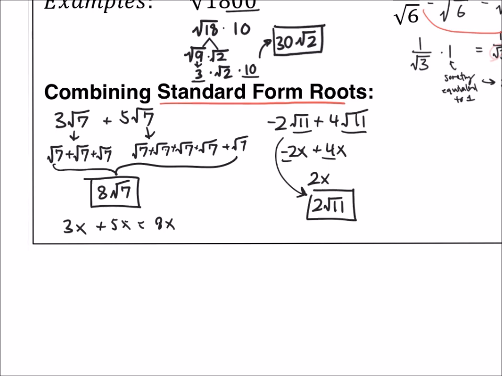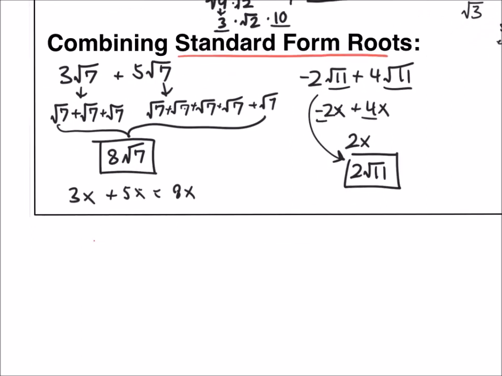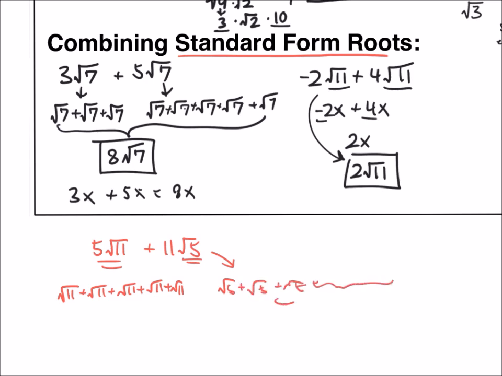Can we not combine standard form roots? Well, let's say we have an example like 5 square root of 11 plus 11 square root of 5. Well, these are two different things because this one is saying there are 5 square roots of 11 being added together. There's 5 of them. And this one is saying there are 11 square roots of 5. Well, I'm not going to write all of that out, but you can imagine 11 of these here.